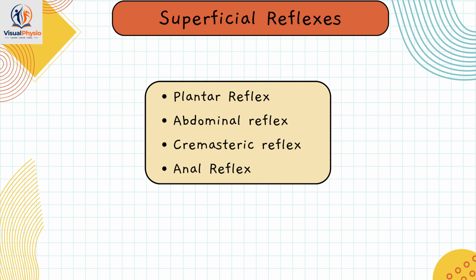Everything so far has been a deep tendon reflex. There is a second category, superficial reflexes, and these work almost the opposite way in a healthy nervous system. They should be present, so if one is lost, that's often significant. The four to know: the plantar reflex, the abdominal reflex, the cremasteric reflex, and the anal reflex.